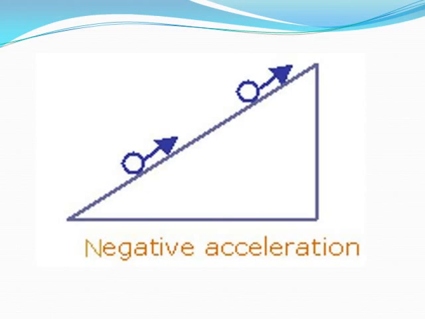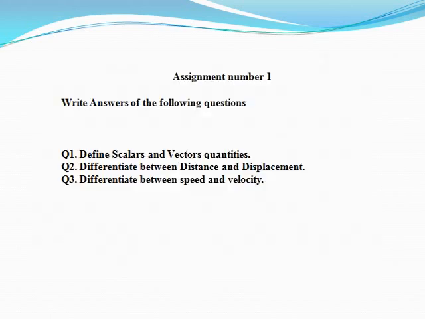There are so many examples. If a driver applies the brake to a moving car, you see the velocity of the car will also decrease. Students can find out a list of bodies having negative acceleration. Students are also required to search on the internet, Google it, for examples of positive and negative acceleration. These are two basic examples of positive and negative acceleration.